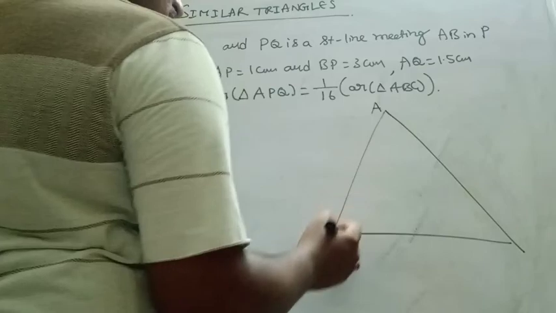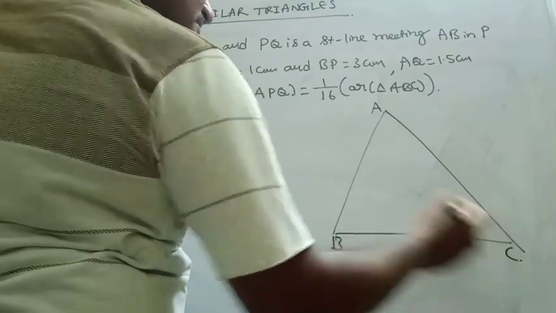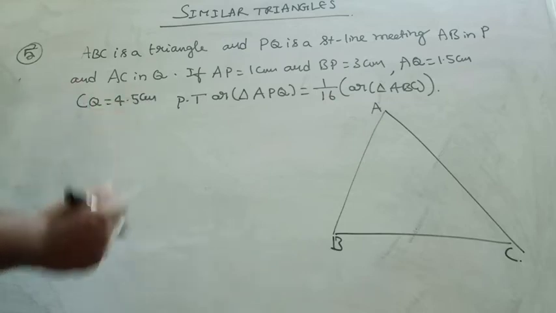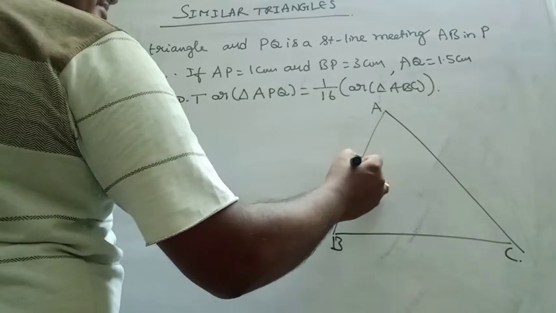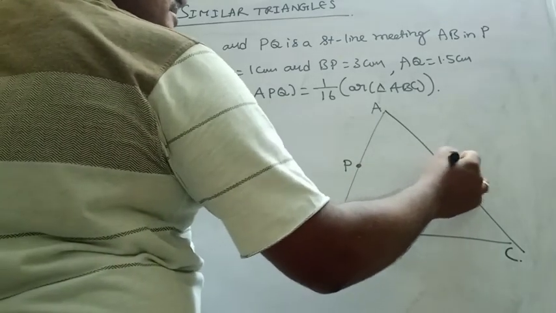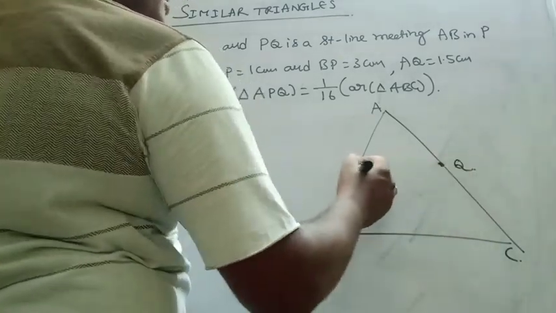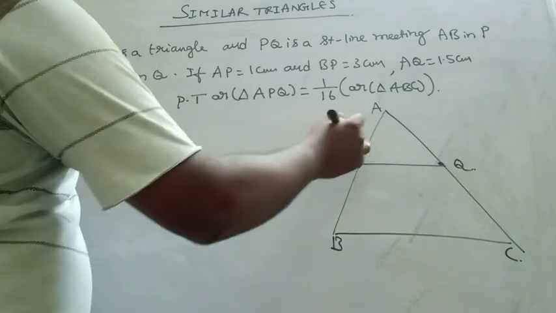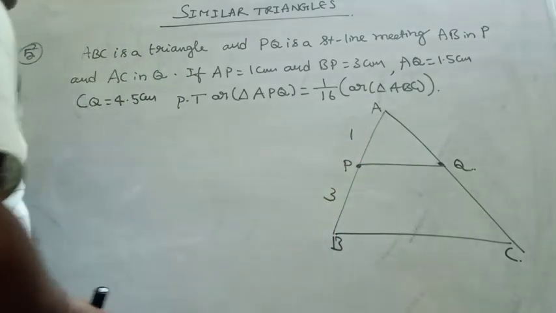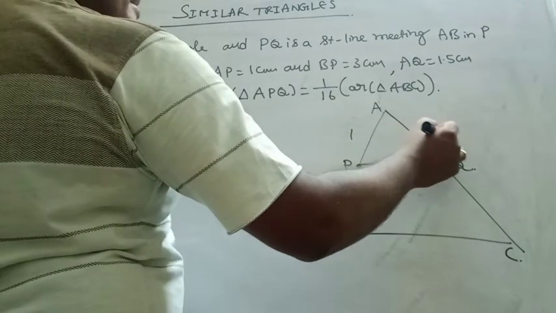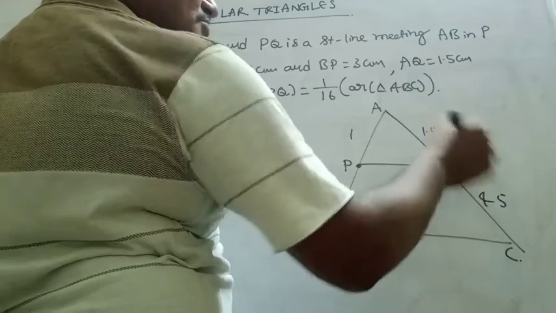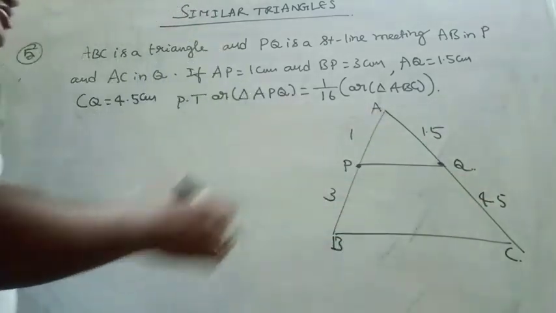You see, this is now triangle ABC like this, right? They given that PQ is a straight line meeting AB in P, somewhere else here like this, and AC in Q like this, right? PQ is a straight line. AP equal to 1 centimeter and BP equal to 3, 1 by 3 ratio, very good. AQ equal to 1.5 and CQ equal to 4.5, wonderful. This is also 1:3 ratio. That means the ratios are same.